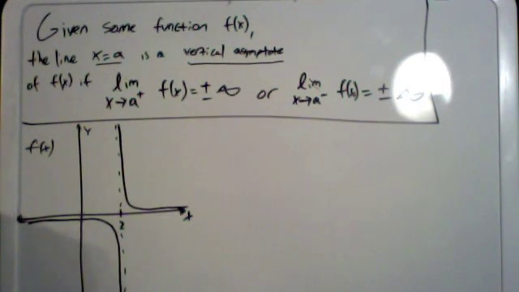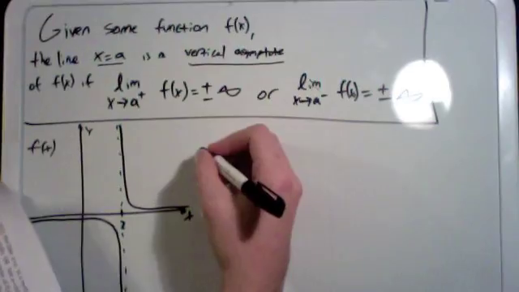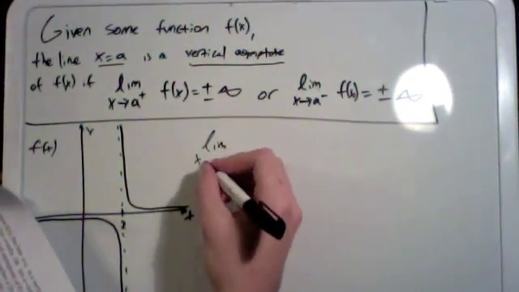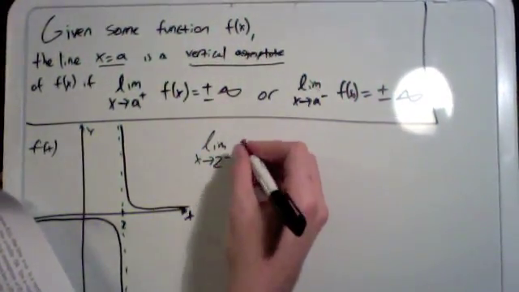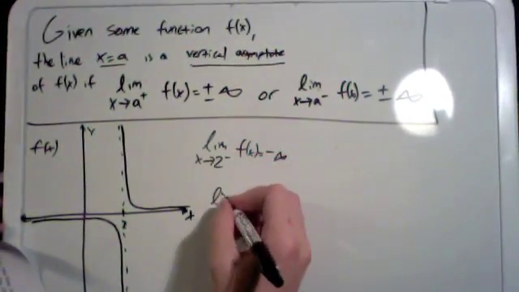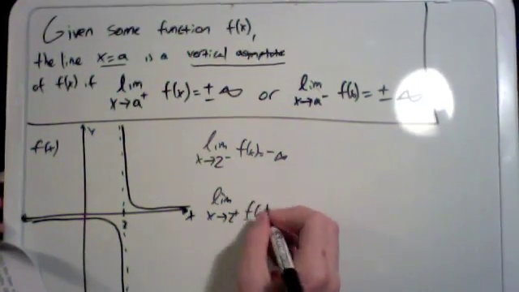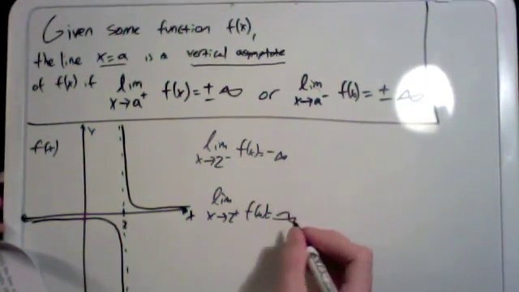the one-sided limit of f of x as x approaches a from the left or the right is equal to positive infinity or negative infinity. Here's a graph that has an example of a vertical asymptote. X equals 2 is a vertical asymptote for f of x, both because the limit as x approaches 2 from the left of f of x equals negative infinity, and because the limit as x approaches 2 from the right of f of x equals positive infinity.